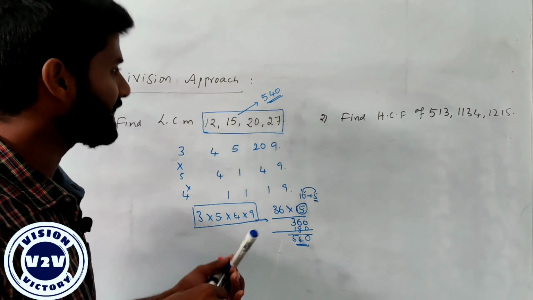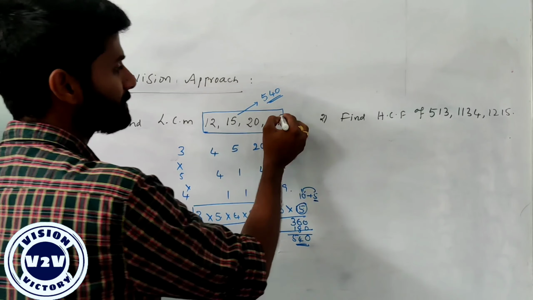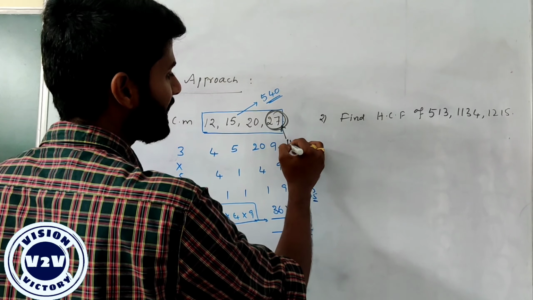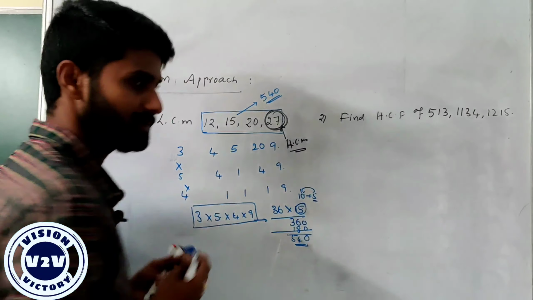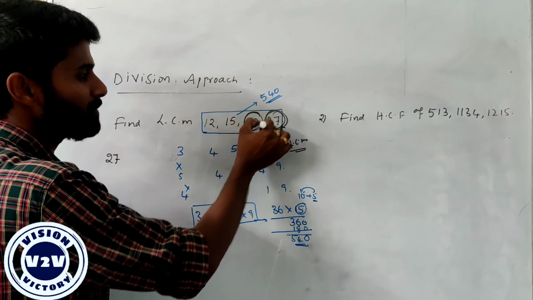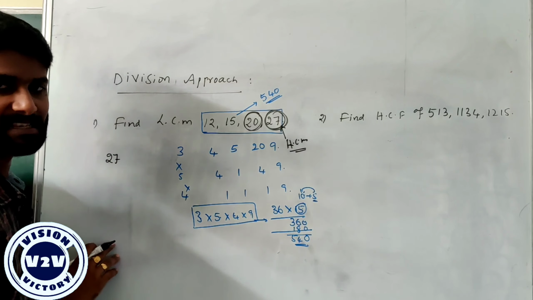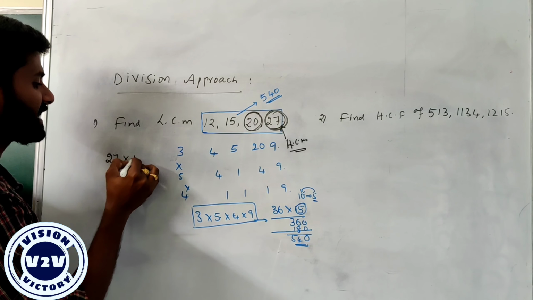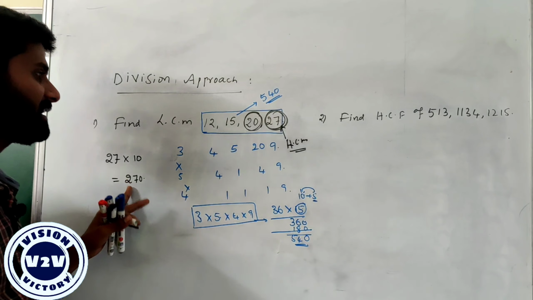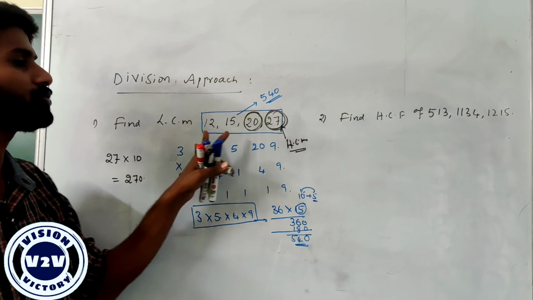If you want to go with the direct pattern, out of all these numbers, the LCM can be decided. First pick 27. If a number is divisible by 20, definitely we require a 0 in the units place. That's why you just consider 27 into 10, which is 270. But 270 is not divisible by the 12 table.